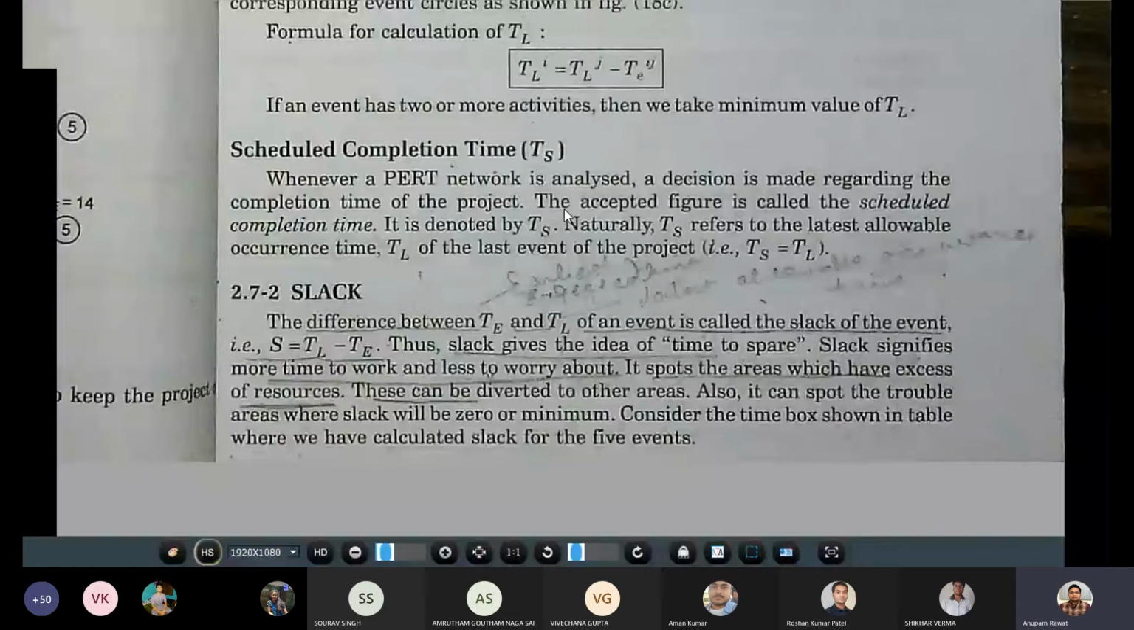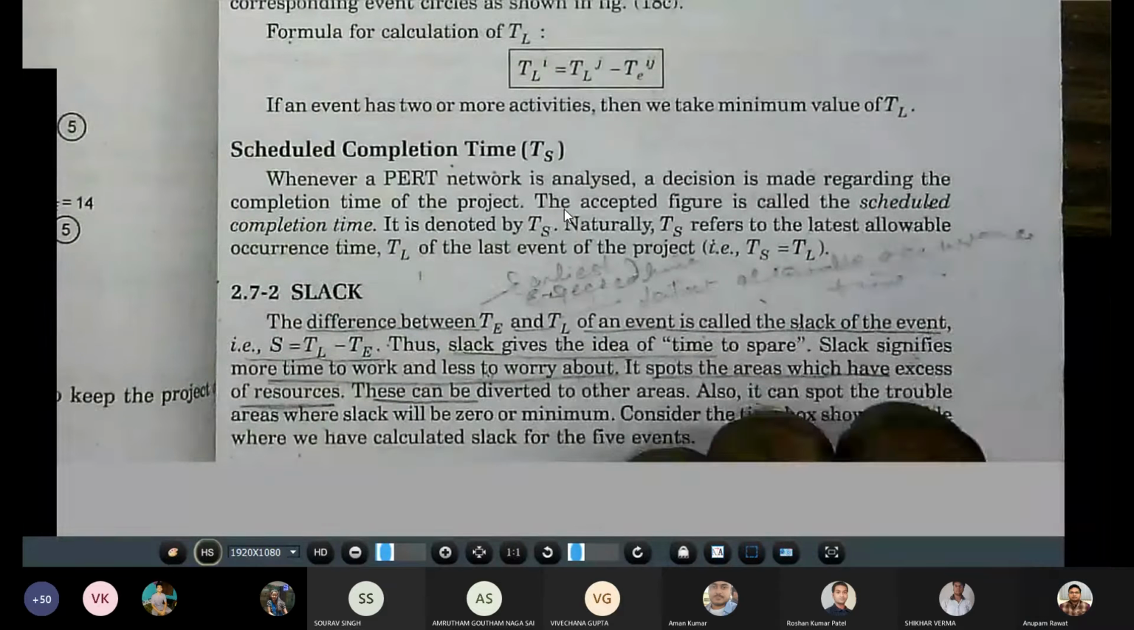Slack generally means more time to work and less to worry about. It marks those areas which have an excess of resources. It also points toward the potential trouble areas. These are the areas of minimum slack or zero slack. So let us see the various types of slacks which are available to us.